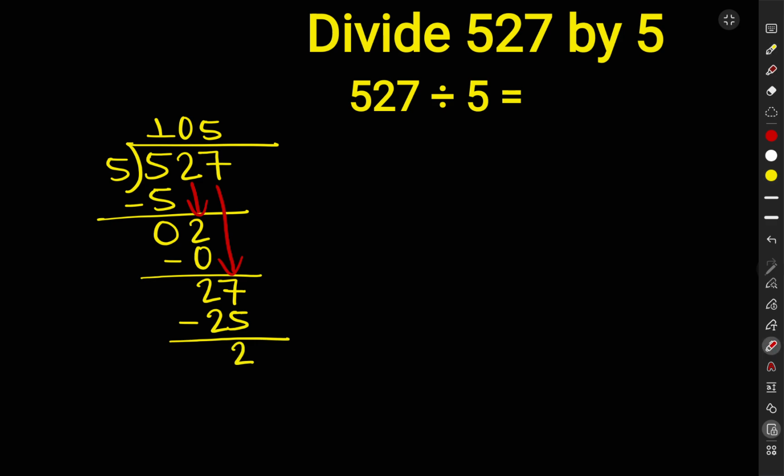So now we have no other number to put down. So we take a decimal here, so that we put 0. So it is 20 and 5 times 4 is 20. On subtracting, we get 0.